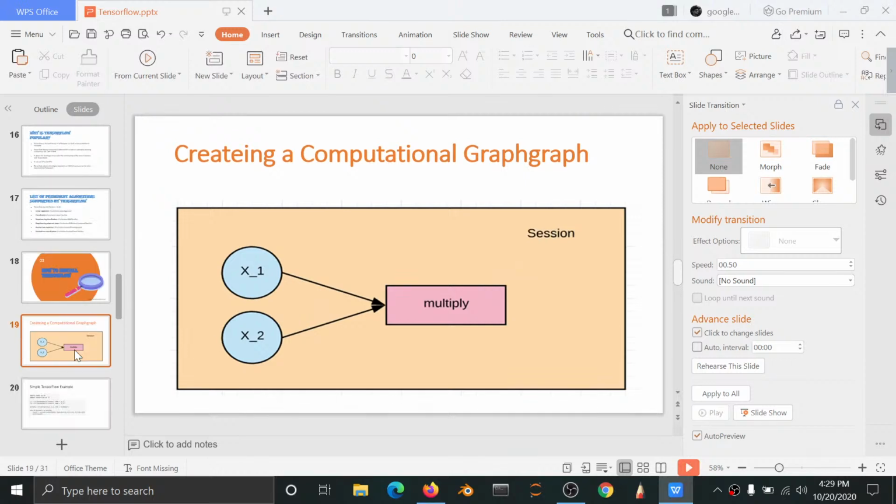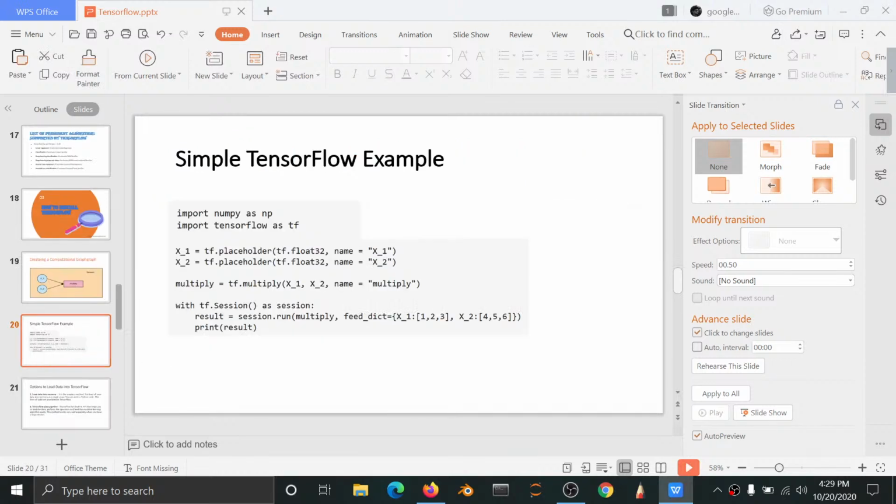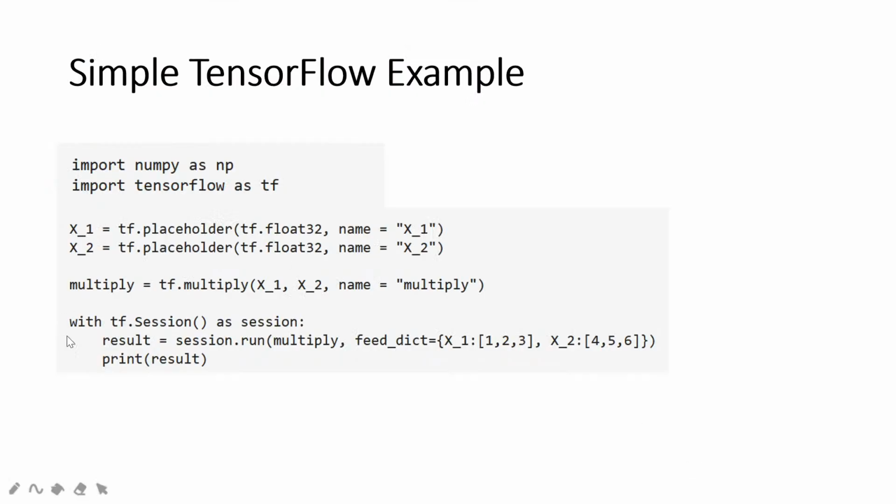After opening Google Colab, we already have a sample TensorFlow example, that is how to create the file. First of all we need to import NumPy and TensorFlow, and after that we need to create new variables. In that we need to use a placeholder. I already told you, whenever you are creating any variable you need to use a placeholder, and you need to define what data type you are giving.